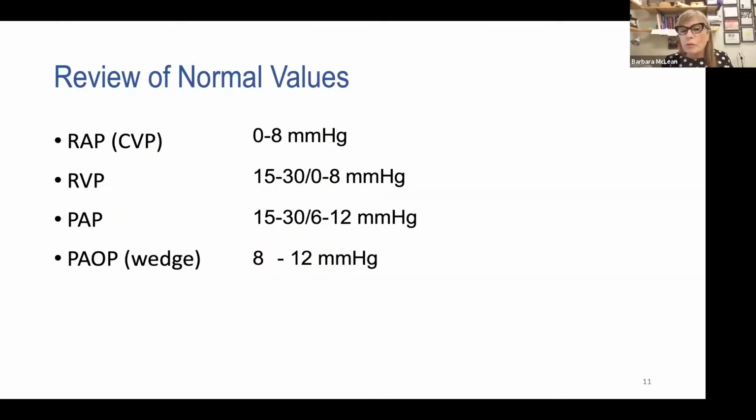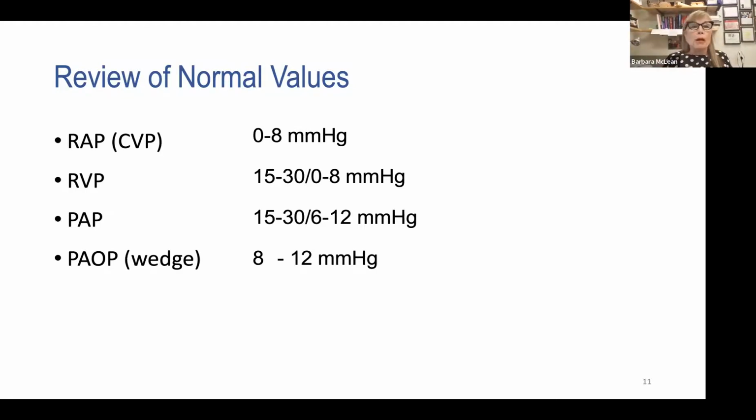So always important to review basic normal values. Maybe your monitors have something different. It's okay. We're not going to sweat the small stuff. We're just going to remember that right atrial pressure in general is a very low pressure, because remember, the right atria during emptying is basically close to atmospheric pressure. So right atrial pressure, usually 0 to 8, goes up to about 12 if you're on positive pressure breathing.